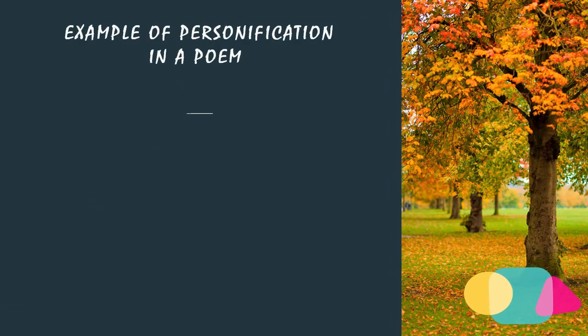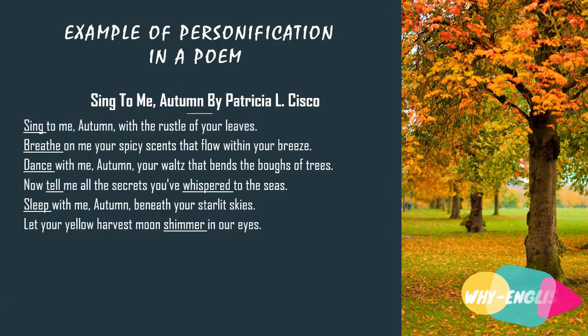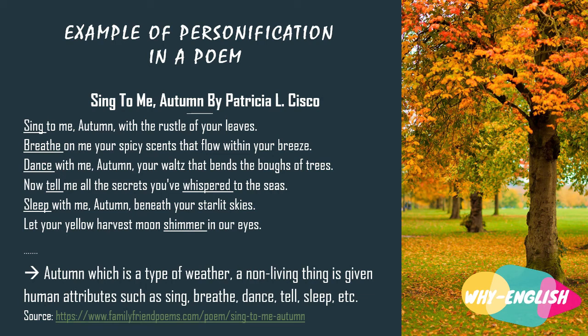And this is the example of personification in a poem. The title is Sing to Me Autumn by Patricia L. Cisco. As I have underlined the words in this stanza, yang sudah saya garis bawahi kata-katanya seperti sing, breathe, dance, tell, shimmer. Ini dilakukan oleh autumn atau musim gugur yang merupakan salah satu musim, bukan benda hidup, tapi diberikan atribut seperti manusia.